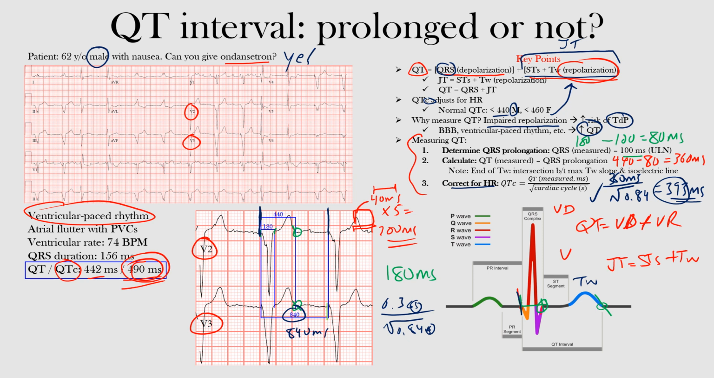Remember, you take the QT measured, you can use milliseconds in this case, and divide that by the square root of the cardiac cycle in seconds, and you can get that, all right? And we saw in this patient, it was 393 milliseconds, okay? So this is something that you should keep in mind. It's something that comes up quite often and one that can really be helpful in the clinical setting.